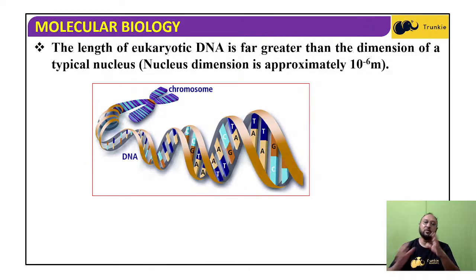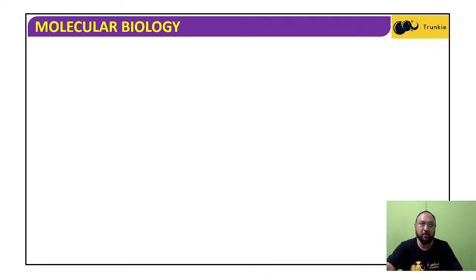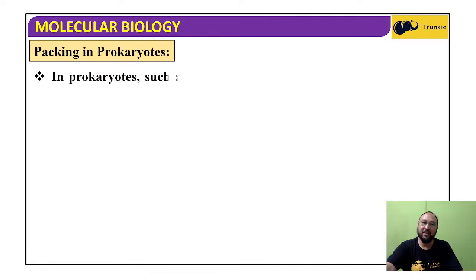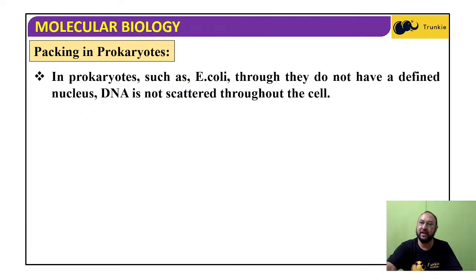Chromosomes, you can see, are highly coiled, and that is where we find highly coiled DNA. The DNA of prokaryotes and eukaryotes is packed in a space which is 1,000 to 10,000 times smaller, and such packing occurs differently in both. Packing in prokaryotes such as Escherichia coli, though they do not have a defined nucleus.